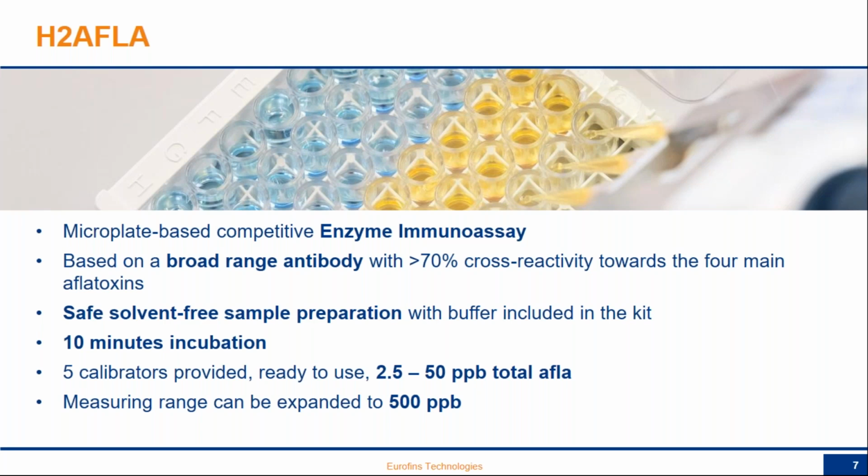The kit allows quantitative analysis of total aflatoxins in the range from 2.5 to 50 ppb. But we have seen a relevant difference in terms of legislation between Europe and the rest of the world through the FDA compliance policy guide, so you can expand or extend the measuring range by diluting your extract, and you can move your measuring dynamic range up to 500 ppb.